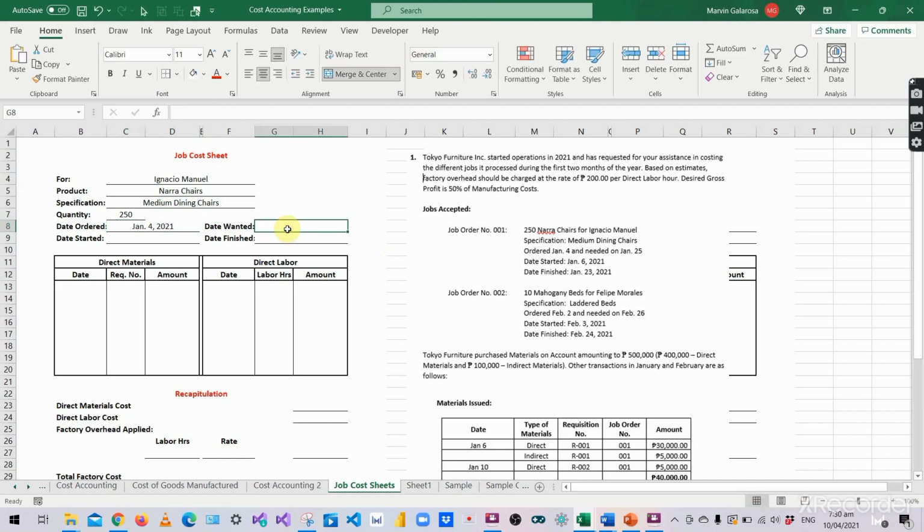Date wanted, January 25, 2021. Date started, January 6, 2021. Date finish. Actually, susuplayan mo tong details after na susuplayan mo yung field na to after na ma-account lahat ng factory costs. And once completed na yung order ni customer. Pero for this one, since given na sa atin yung details, supply na rin natin. January 23, 2021.